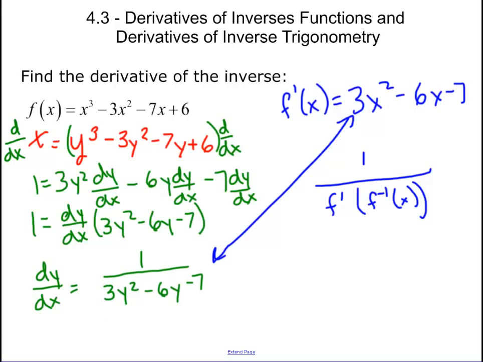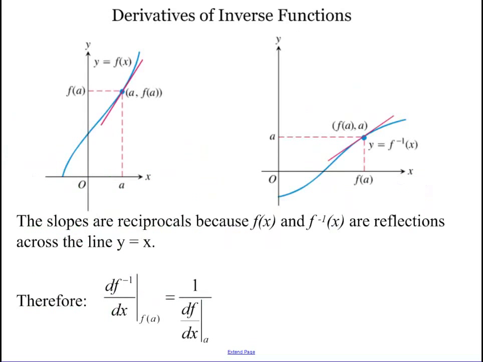Now the reason why this is derivatives of inverse functions: I have my original function, and I have my tangent line, and then we have our inverse. Remember that these slopes are reciprocals because our original and our inverse are reflections across the line y equals x. So therefore, when I find the derivative of the inverse with respect to x, evaluated at f of a, or what was y in our original function, that's equal to 1 over the derivative of our original function evaluated at a.